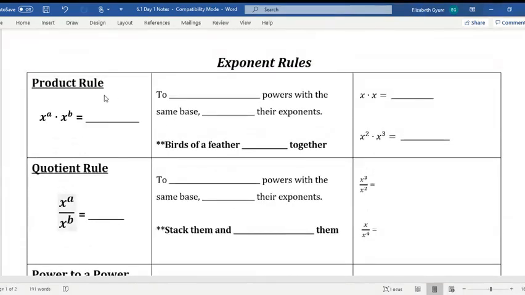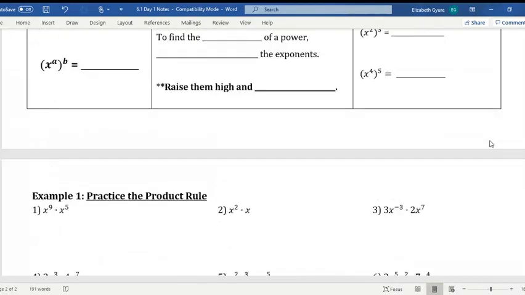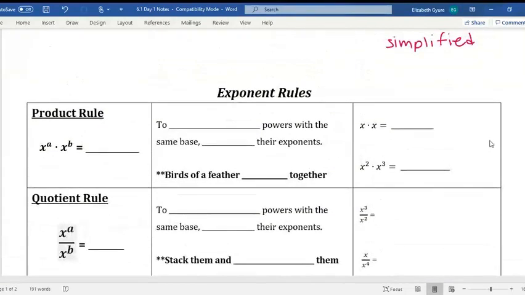So in this table, we're going to look at what our rule looks like, a little explanation, and then look at some examples. And then really we just do some examples on the back, and then we'll be done. And we might even skip around a little.